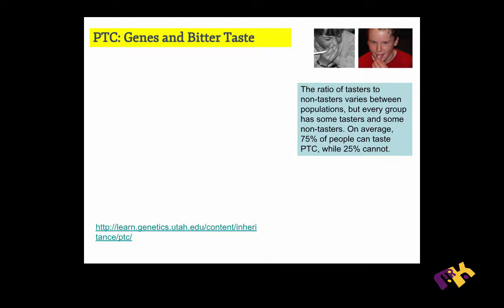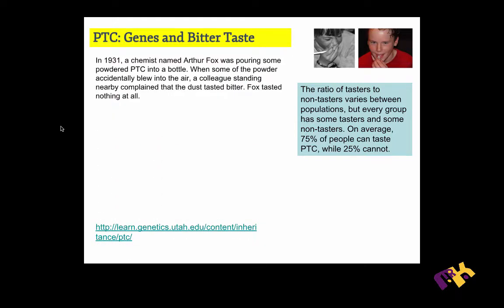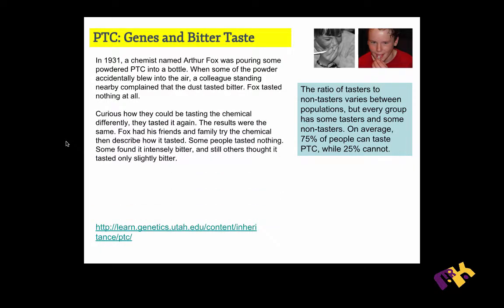Well, there's a gene that codes for the ability to taste PTC, which is a chemical that can be found in some foods, and it tastes very, very, very bitter, right? On average, though, 75% of people can taste it, while only 25% usually cannot.